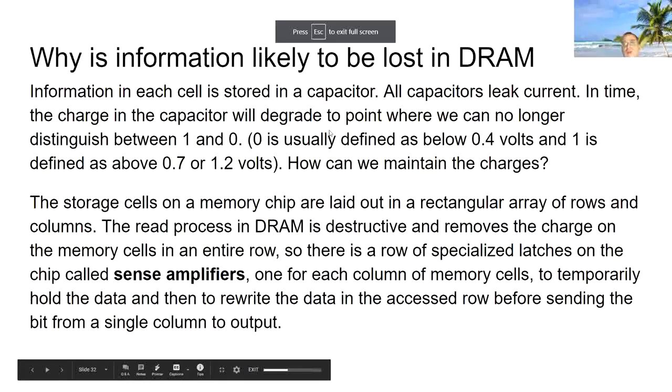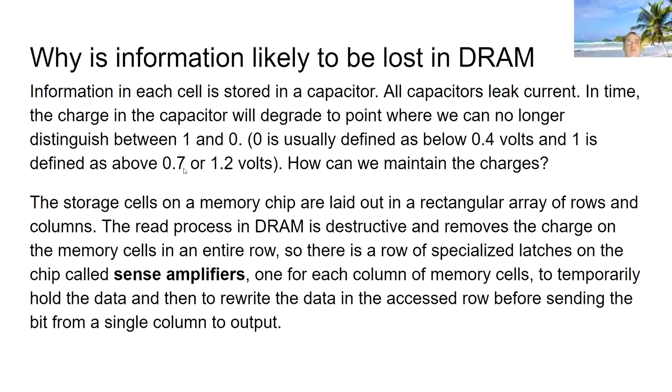Zero is usually defined as below 0.4 volts, and one is defined as above 0.7 volts. Notice it's like a no man's land in the middle, which we do to make sure that the voltage is really 0.4. So it could be like 0.413, and it would still be called zero. As it gets to be 0.5, then we don't know what it is anymore. But everything below 0.4 is zero. Whatever, there's a gap. We leave a gap for a safety zone.